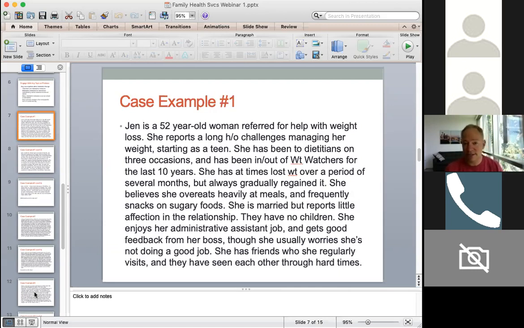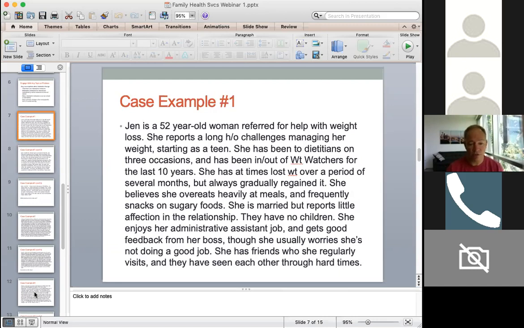And I'll apologize in advance, it's kind of a long case example. It's like 2.5 slides. So Jen is a 52-year-old woman referred for help with weight loss. She reports a long history of challenges managing her weight starting as a teen. She has been to dietitians on 3 occasions and has been in and out of Weight Watchers for the last 10 years. She has at times lost weight over a period of several months, but always gradually regained it.